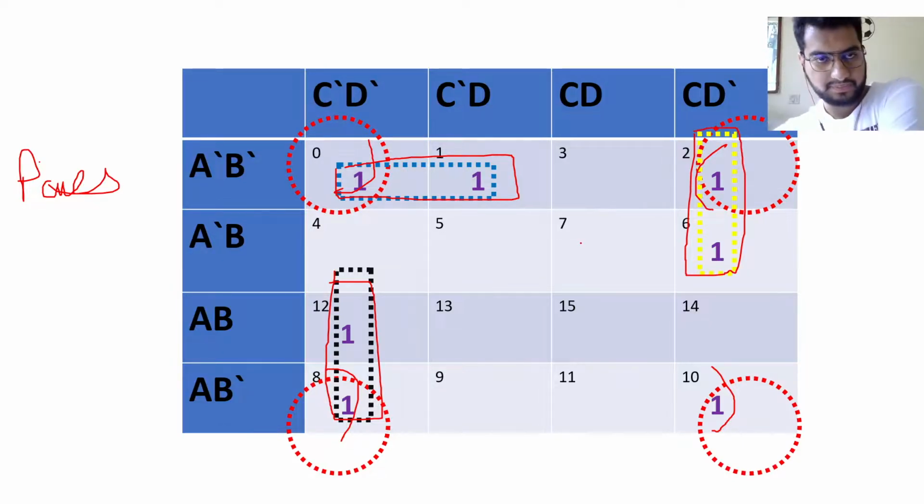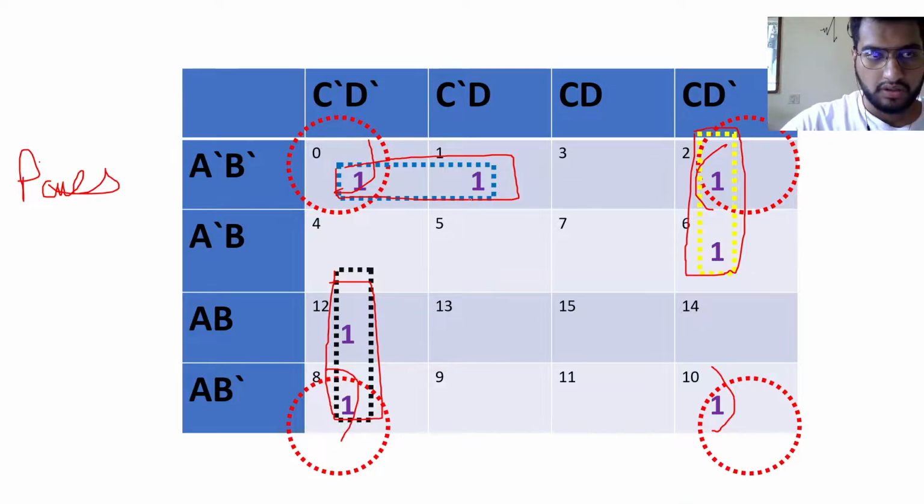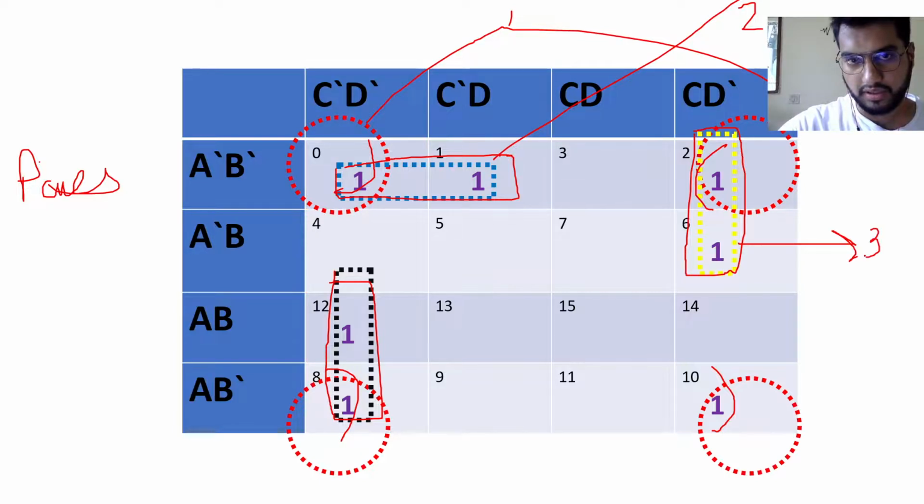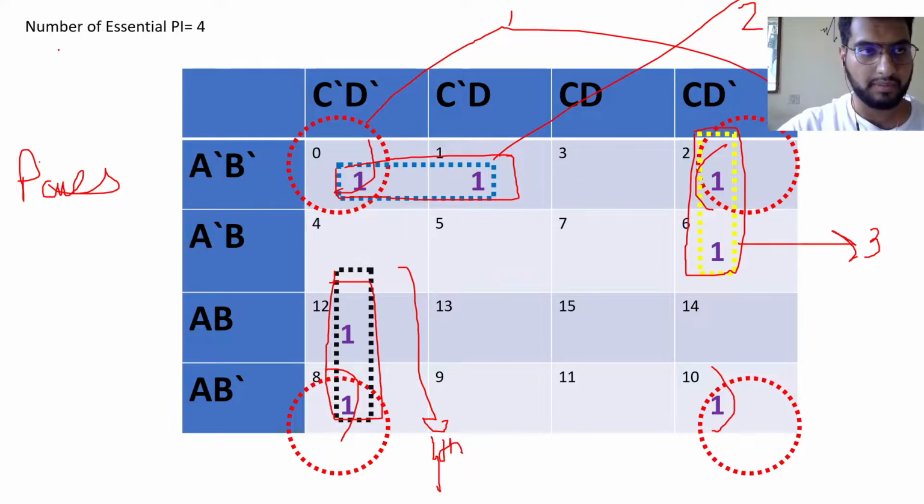So here the number of essential prime implicants is simply 4. This is 1, this is 2, this is number 3, and this is number 4. So the number of essential prime implicants for this given K-map is 4.